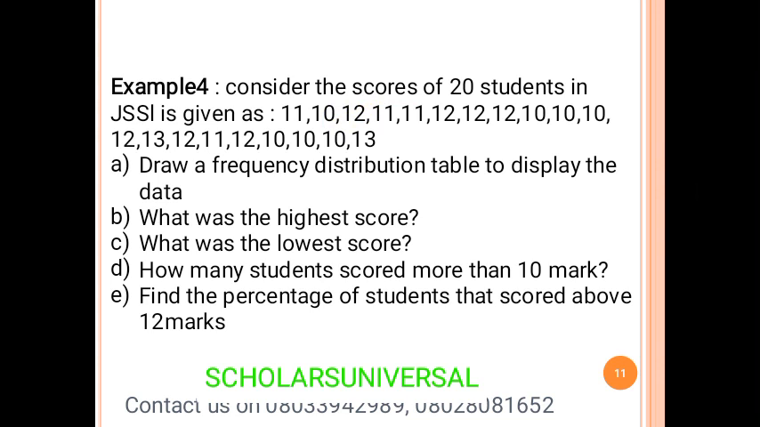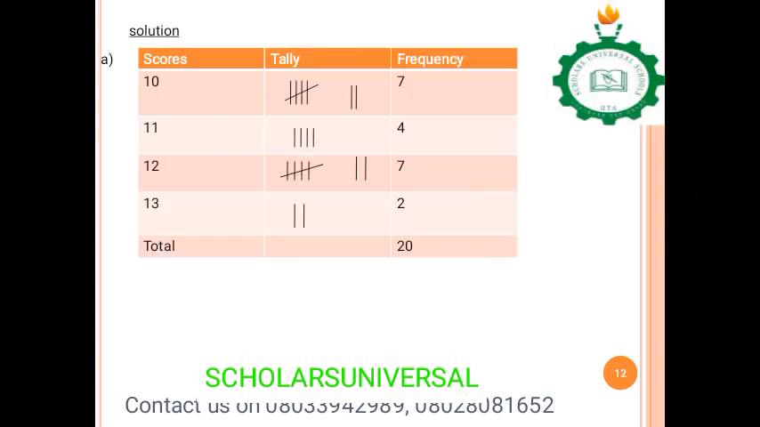Let's consider the scores and the number of students that had the score. Alright, for 10, how many students? 7 students, and that is the frequency. For 11 score, how many students had 11? 4. How many students had 12? 7. How many students had 13? 2. So if you add all the frequencies together, it makes 20.